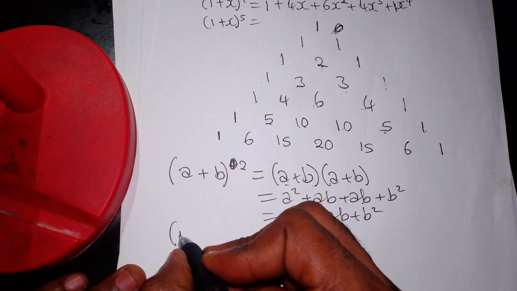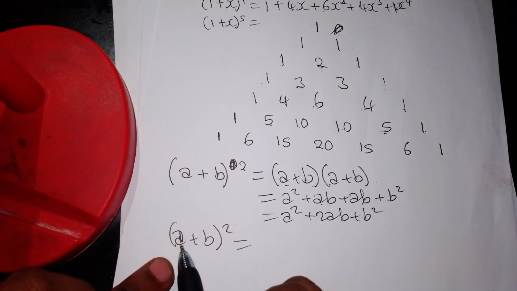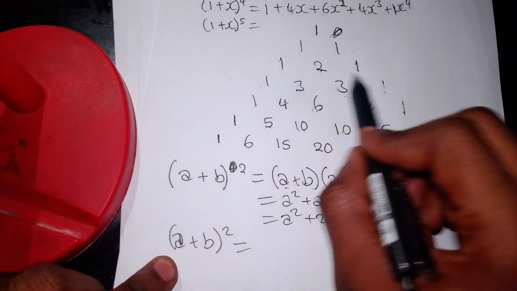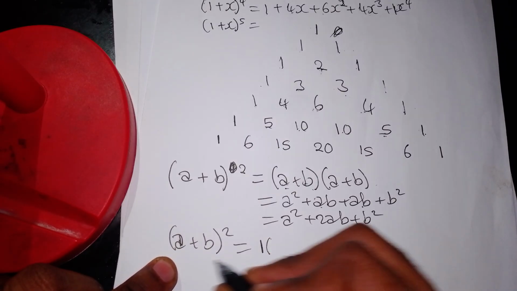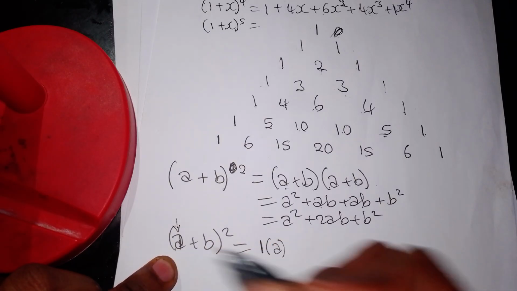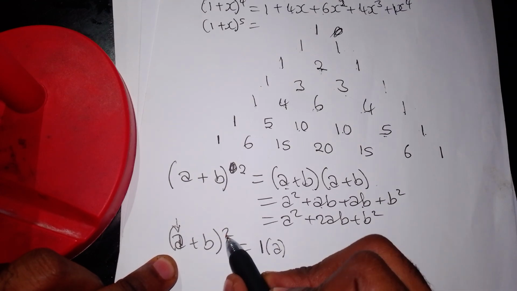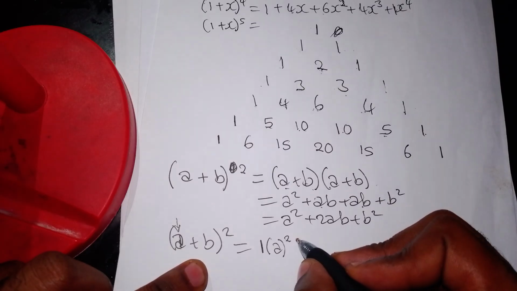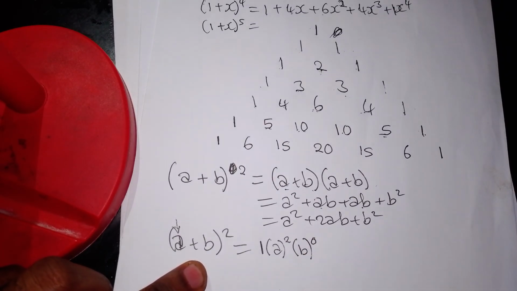Now with this method, instead of going through all this mess, you can just write your a plus b raised to the power n, and then you write your first coefficient. Since the power is 2, I'll be using these coefficients. So my first coefficient will be a 1, and then my a will be the first variable, by the way, or the first digit raised to the highest power. So the highest power here is a 2. So this will be a to the power 2. And then I'll put my b here, and then I'll raise it to the power 0.